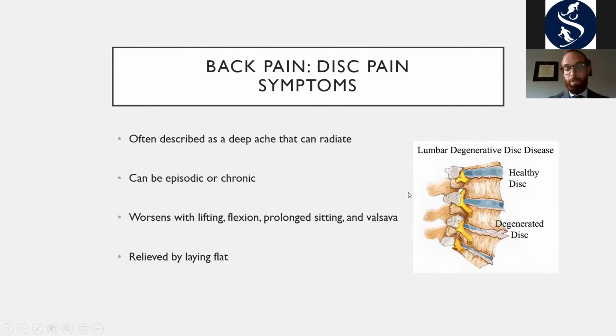Typically during acute flares of disc pain, pain is relieved by laying flat. So often we see patients that throw their back out and have symptomatic disc disease, often lay in bed for a day or two or three, and then slowly return to their normal activities thereafter, which is a very common time course for symptomatic disc disease.